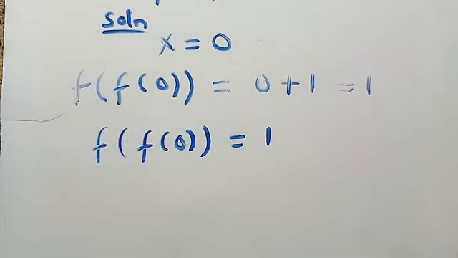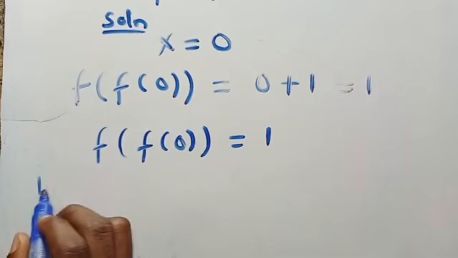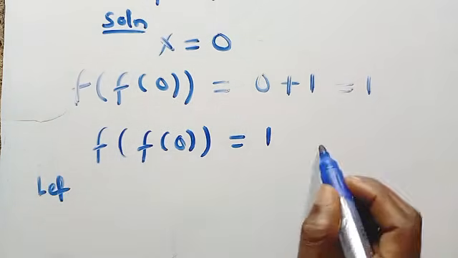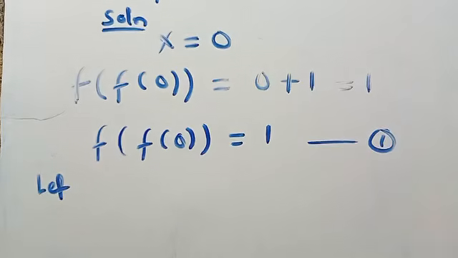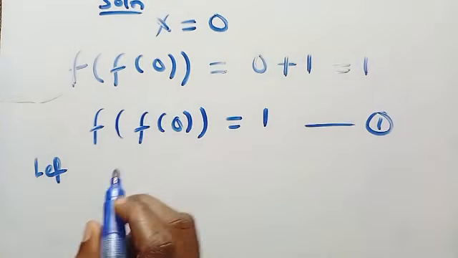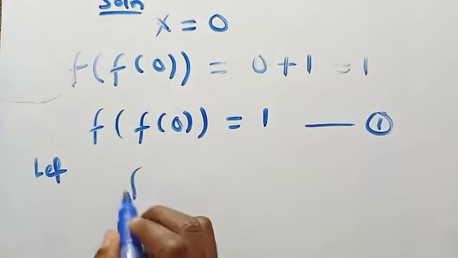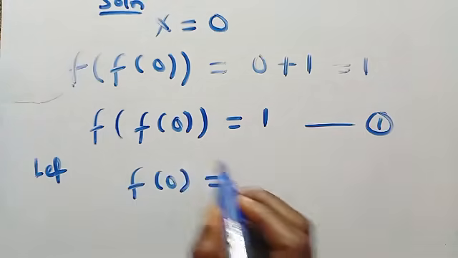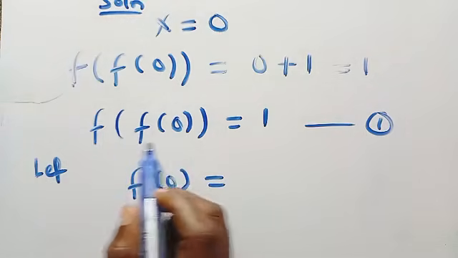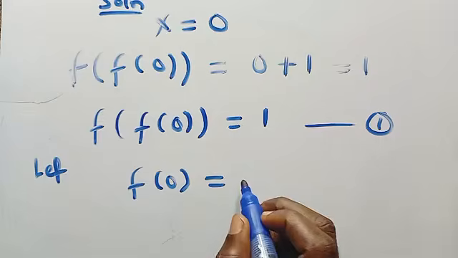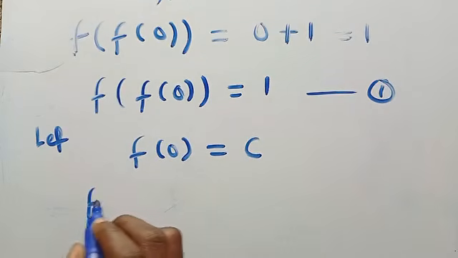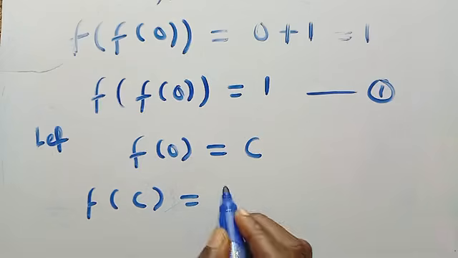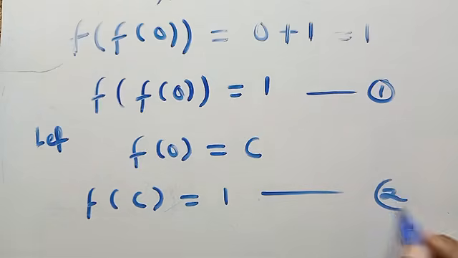Let me call this one equation 1. In this equation 1, if I let f of 0, which we have in this function, since the function is composite, be c, for instance, then we are going to have f of c equals 1. I will call this one equation 2.